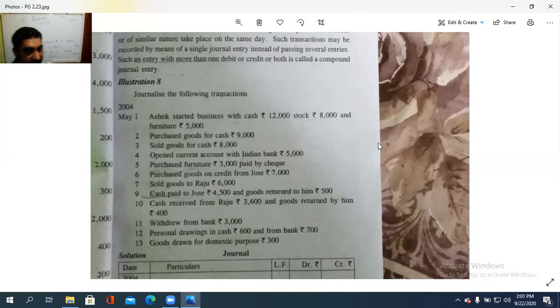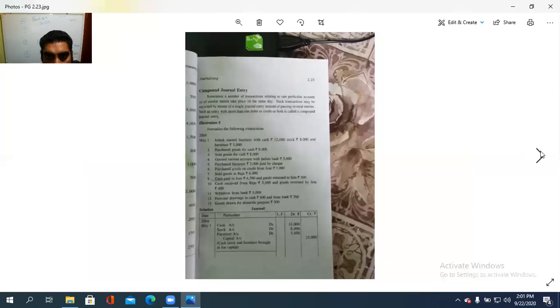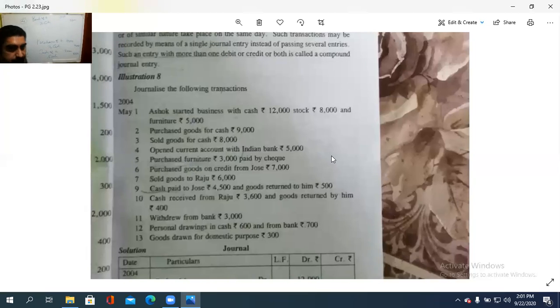Purchased a furniture and paid by check. So furniture is purchased and instead of cash, it is paid through check. In case of cash it is paid, then furniture account debtor to cash. So here, instead of cash, check is to be paid. So check where it is to be cleared? In the bank. So furniture account debtor to bank, how much it is? 3,000.